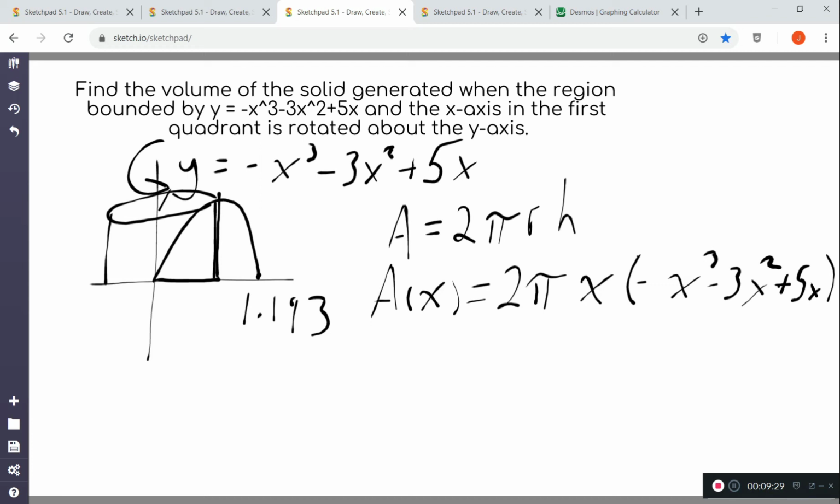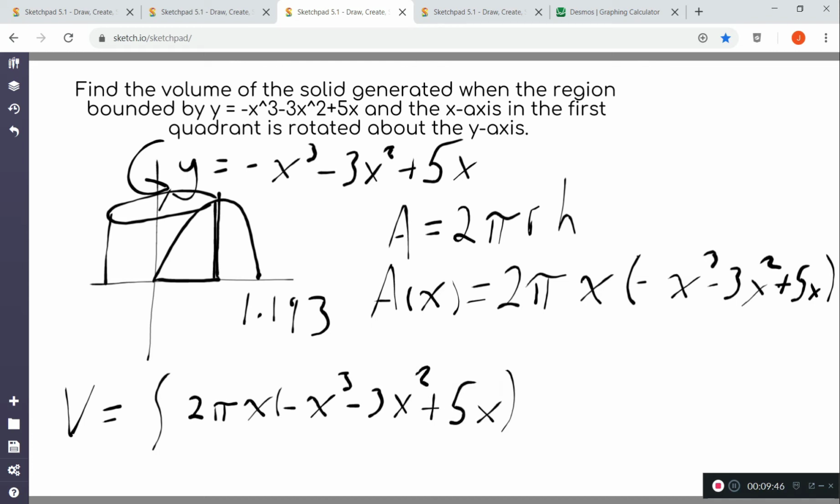And that means our volume would be the integral of that dx, of course. Now, our bounds, again, the shortest part of the curve is on the origin 0, 0, so we're going to start at 0. And the furthest point of our curve is at 1.193.